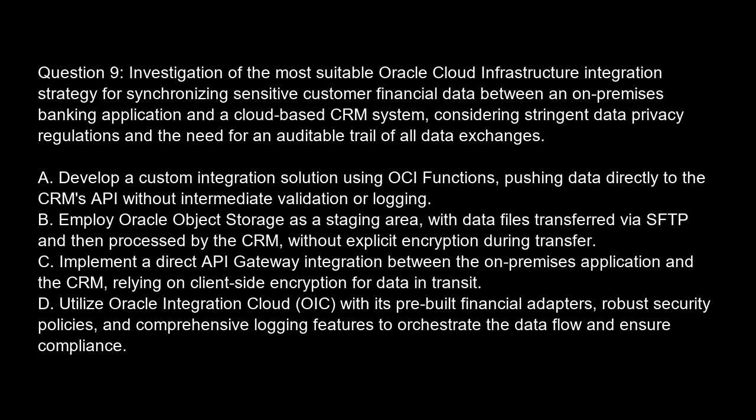Develop a custom integration solution using OCI Functions, pushing data directly to the CRM's API without intermediate validation or logging. Option B. Employ Oracle Object Storage as a staging area, with data files transferred via SFTP and then processed by the CRM, without explicit encryption during transfer.